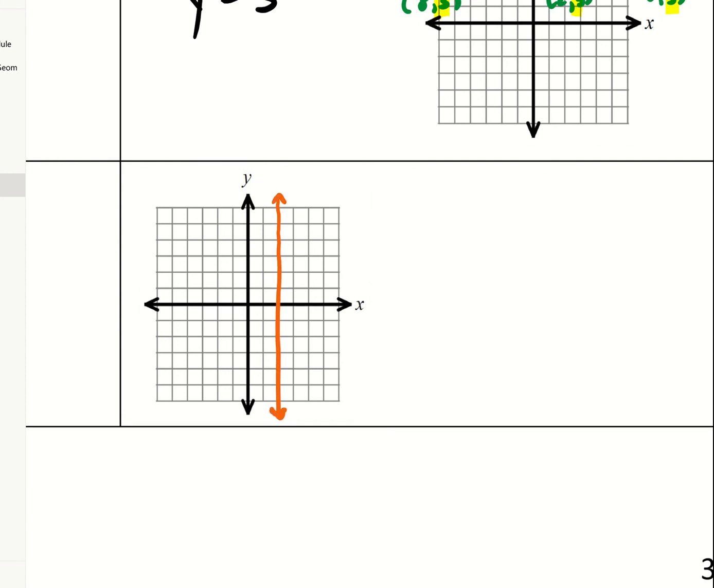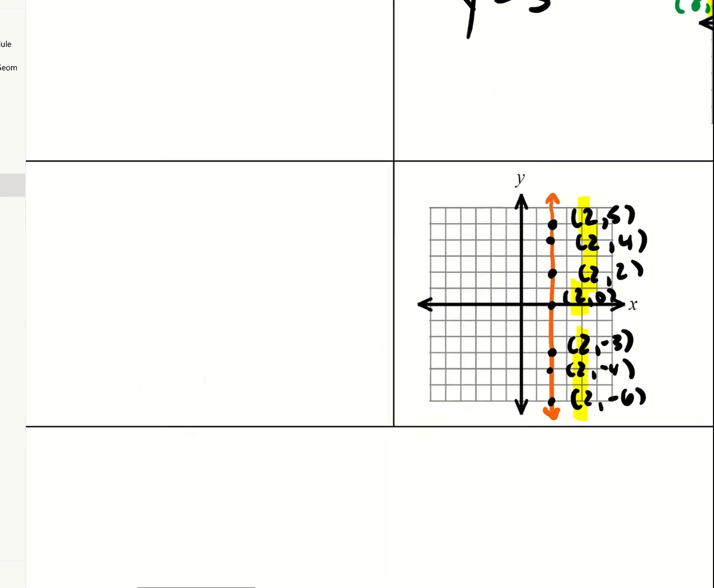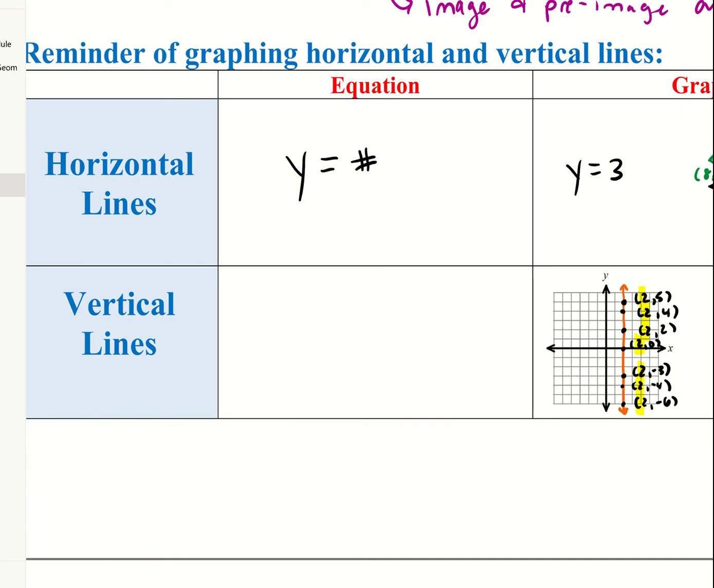And if I look at the ordered pairs of some of the points on the line, this is (2, 5), (2, 4), (2, 2). I'm skipping a couple. (2, 0), skipping a whole bunch. (2, -3), (2, -4), (2, -6), and so forth, right? There's an infinite number of points. The thing that stays the same, we can have any Y value, but for a vertical line, they're never going to move right or left from that 2, and it's always going to stay with an X value of 2. So vertical lines have the equation X equals some number.